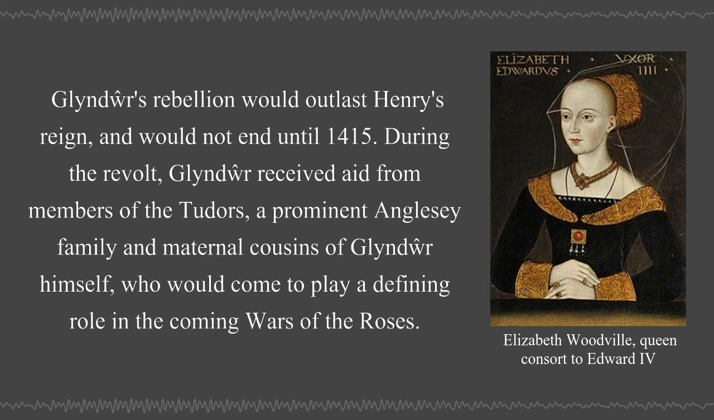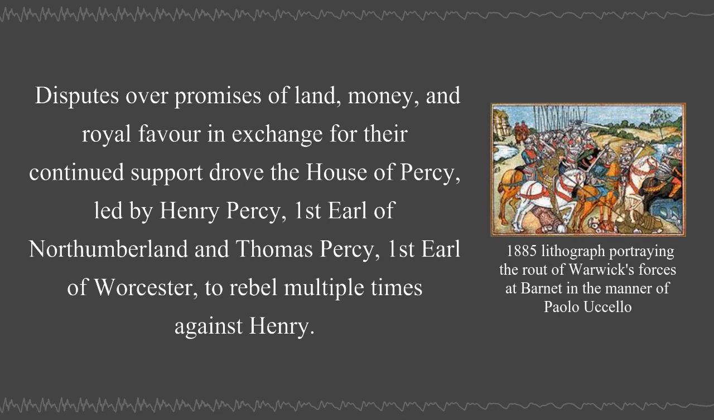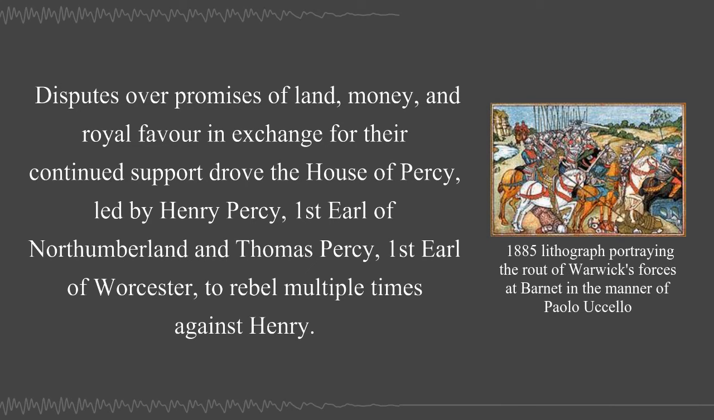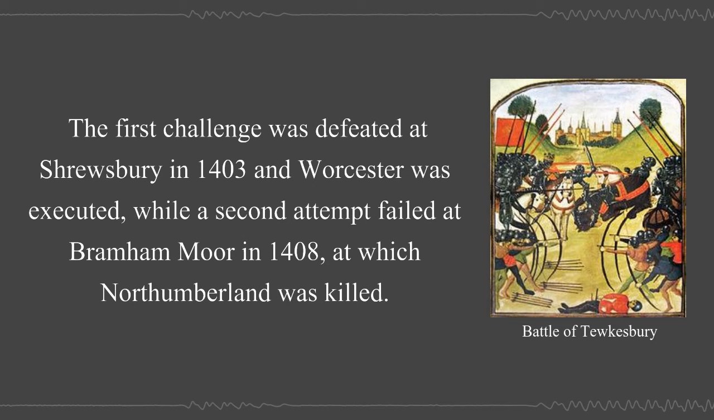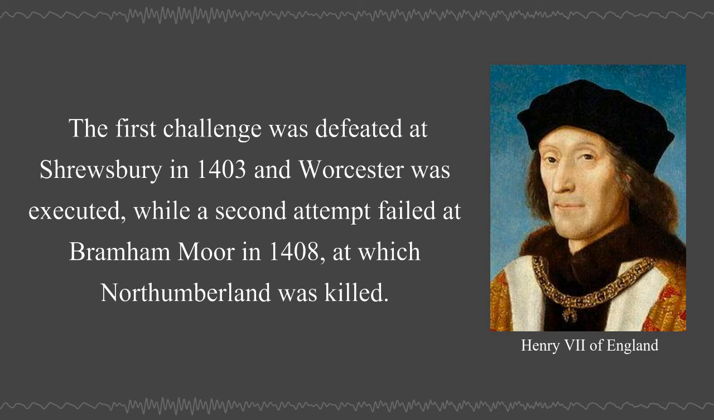Disputes over promises of land, money, and royal favor in exchange for their continued support drove the House of Percy, led by Henry Percy, 1st Earl of Northumberland, and Thomas Percy, 1st Earl of Worcester, to rebel multiple times against Henry. The first challenge was defeated at Shrewsbury in 1403, and Worcester was executed, while a second attempt failed at Bramham Moor in 1408, at which Northumberland was killed.